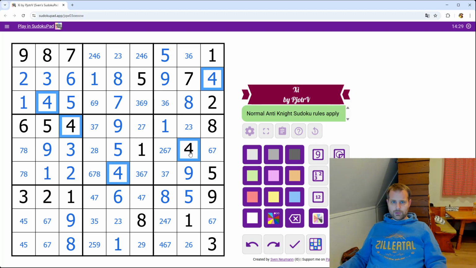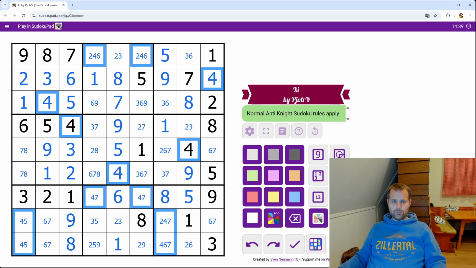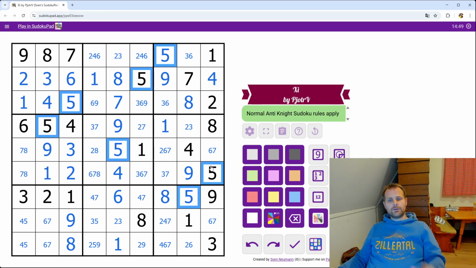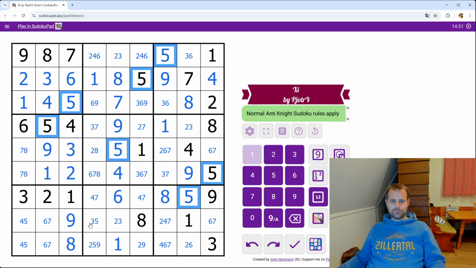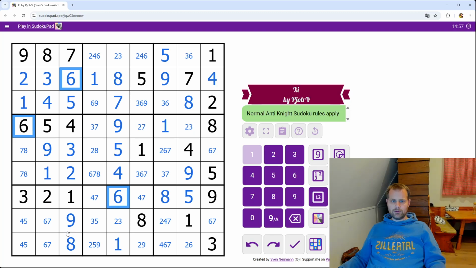The 4's. There's a 4 up here. There's a 4 up here. 4 up here and a 4 up here. I don't see that much. No. 5s. The 5s are here and here, also that is not that interesting.